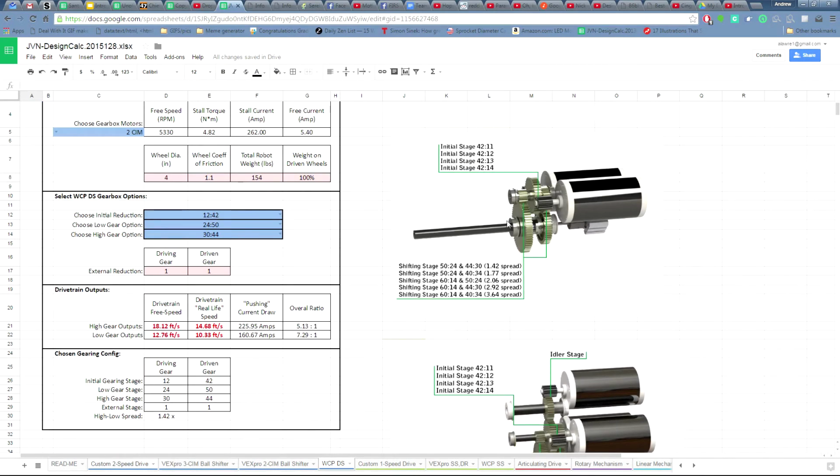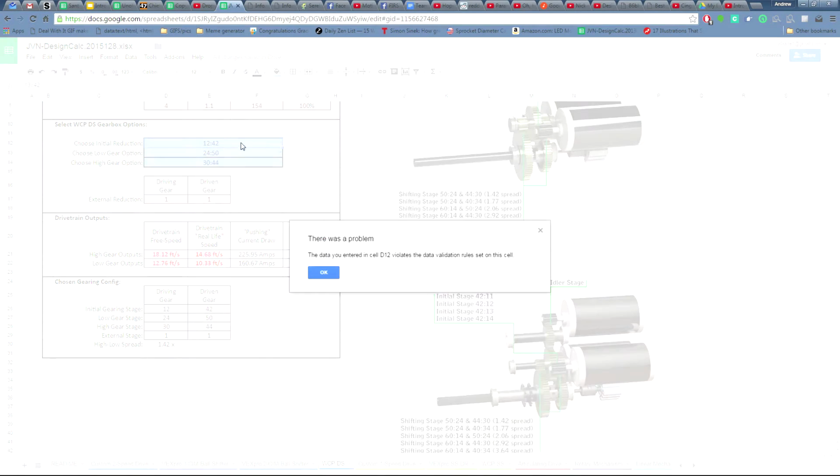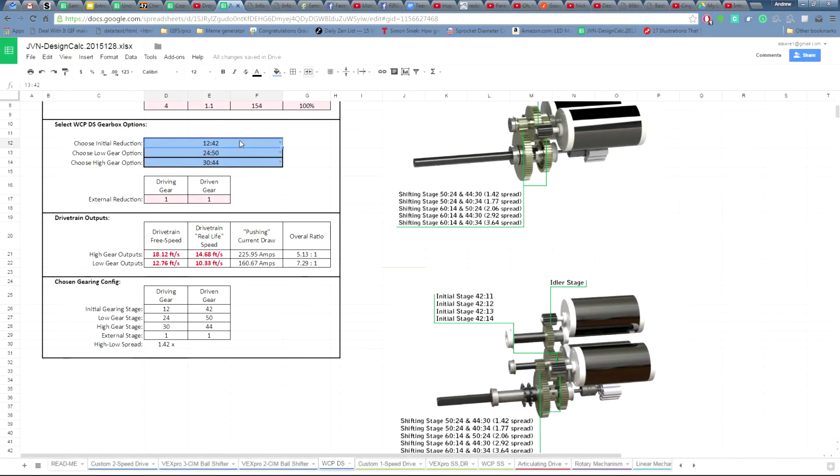Anyways, yep, works the same way. Leads you to the site where you can figure out what speeds are best. It'll show you which ratios you'd like to choose. Okay, that should not happen.